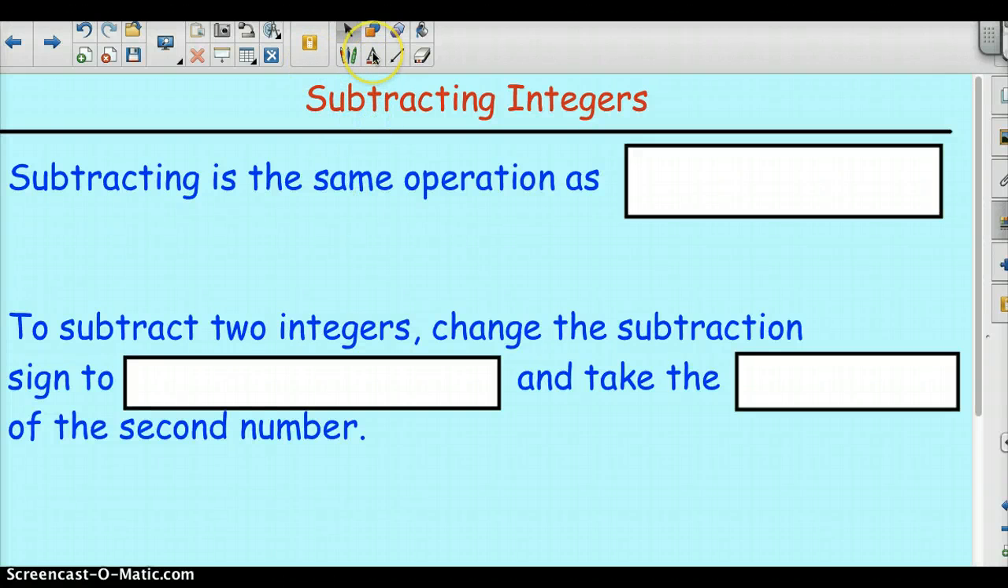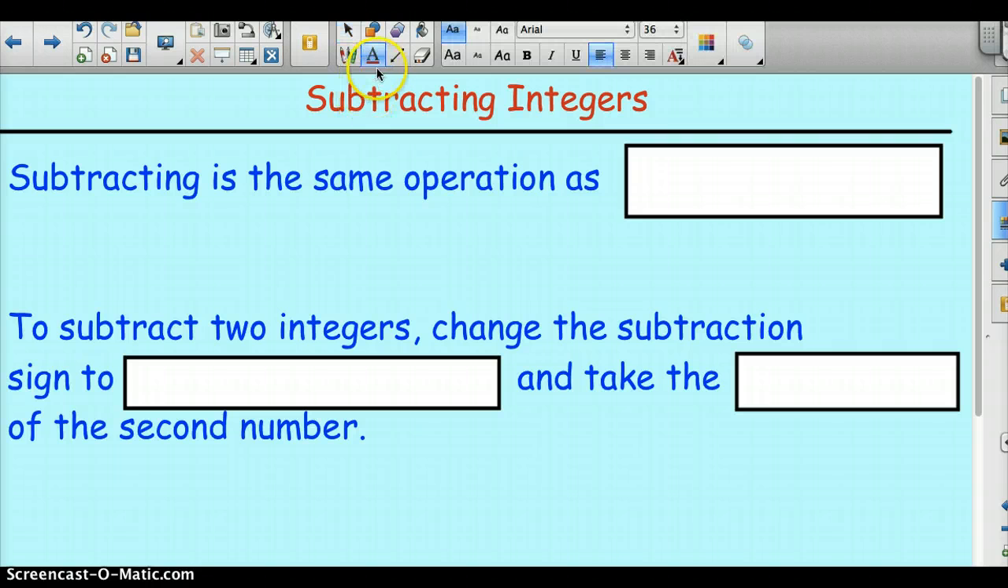Spinks. We are in section 5.2, and this is the second video of section 5.2, talking about subtraction and multiplication. So here we go. Starting off, subtracting is the same operation, actually theoretically, as addition.